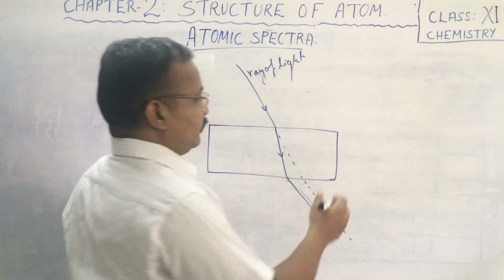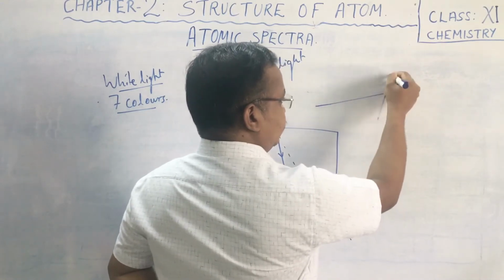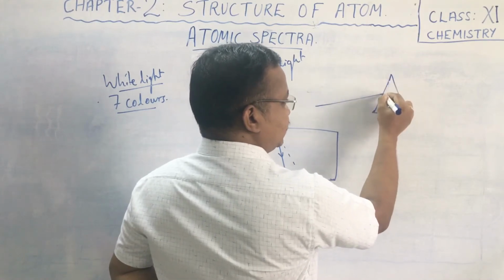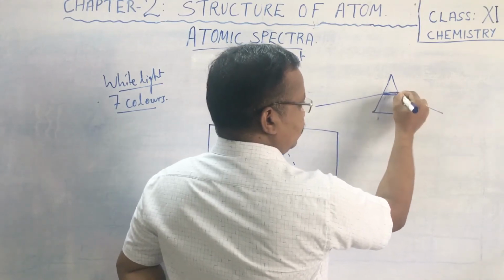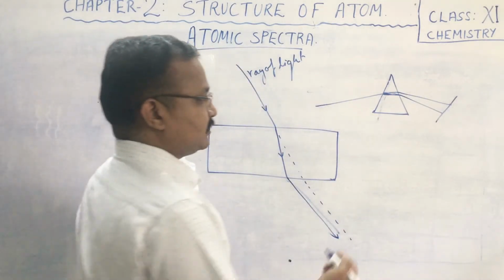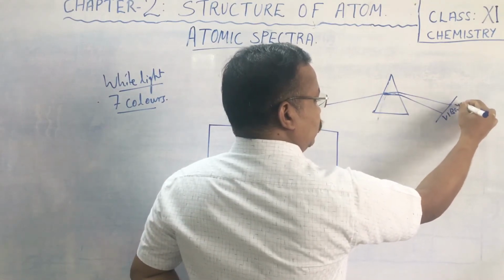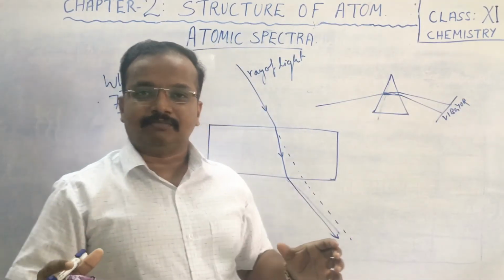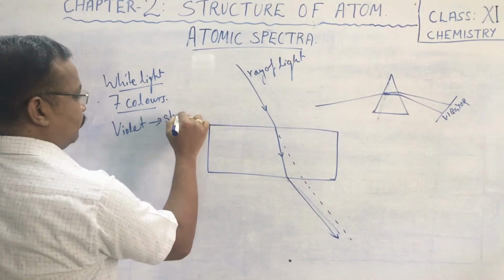As you know, if white light is allowed to pass into a prism, dispersion takes place. That is, in the path of light you can observe different varieties of colors coming out. Here you will observe violet, indigo, blue, green, yellow, orange, red, in which violet will have the maximum deviation because violet has a shorter wavelength.